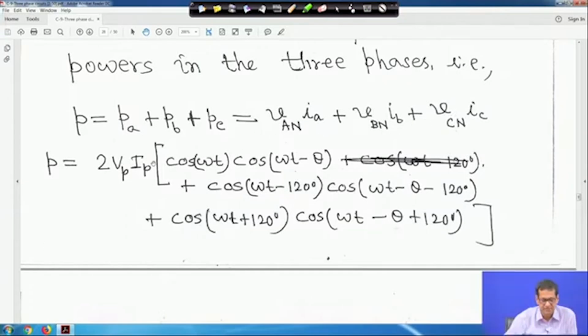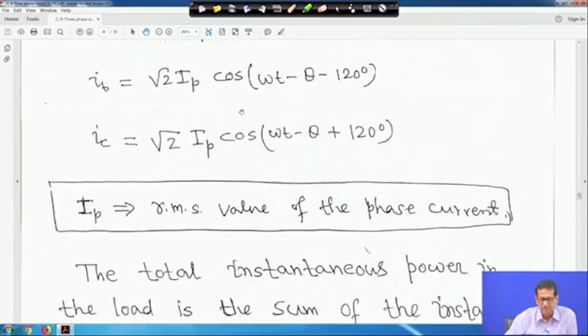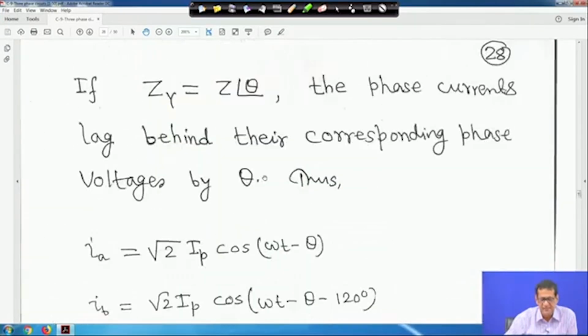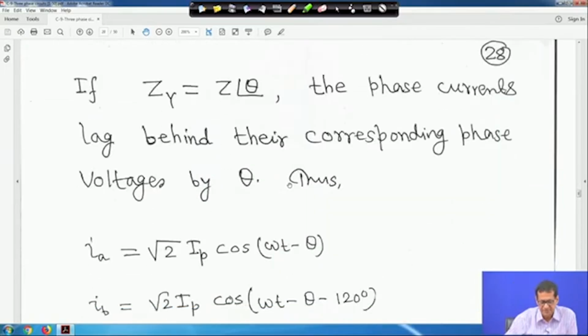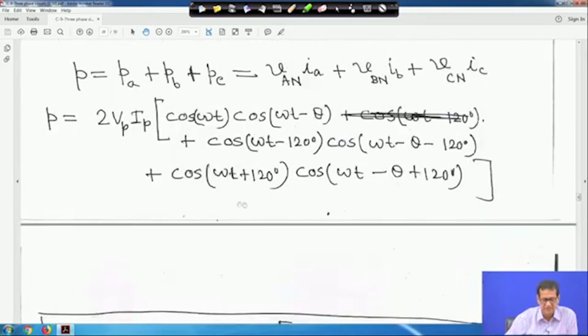For each phase, if you substitute your Ia, Ib, Ic and from here Van, Vbn and Vcn, and simplify, please do this. It will be in this form: P is equal to 2 Vp Ip times cos omega t minus theta plus cos omega t minus 120 degree into cos omega t minus theta minus 120 degree plus cos omega t plus 120 degree into cos omega t minus theta plus 120 degree. You simplify this.